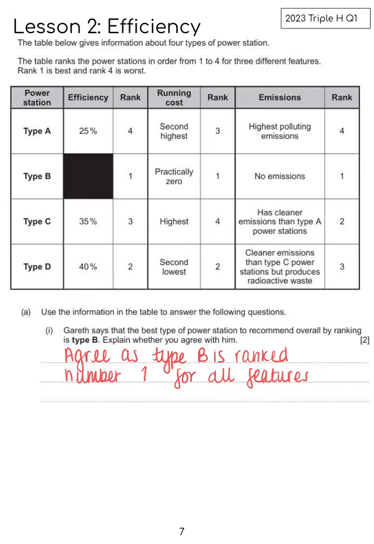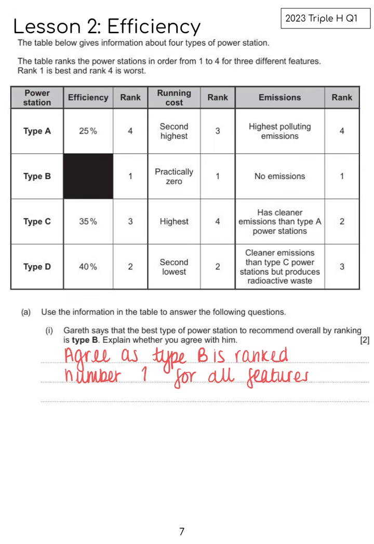In lesson 2, we're looking at efficiency and different types of power station. So we have 4 different power stations here, A, B, C, D. We can look at their efficiency and their rank, their running cost and their rank, and their emissions and their rank. So the question is saying, Gareth says the best type of power station is type B.